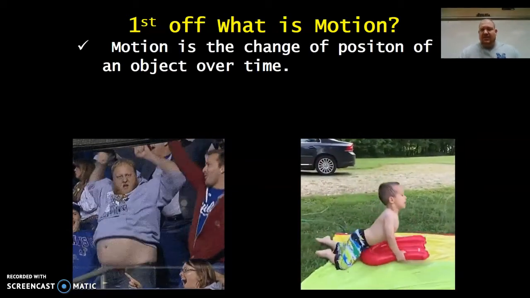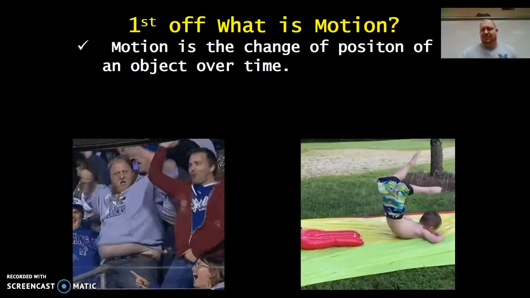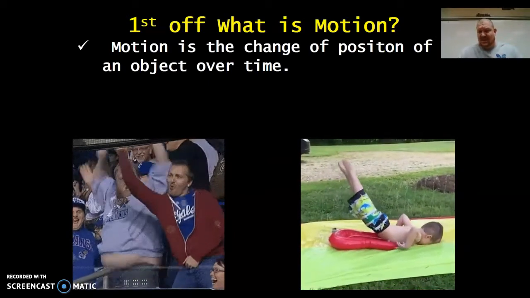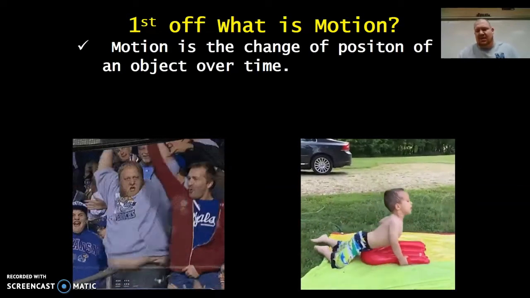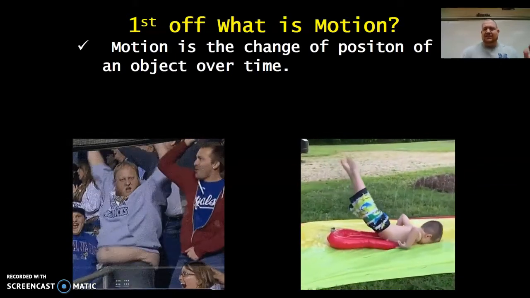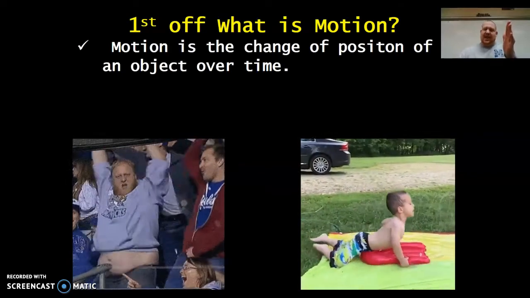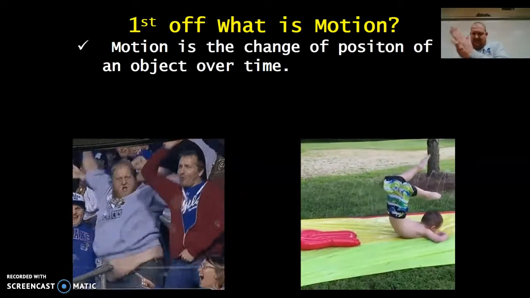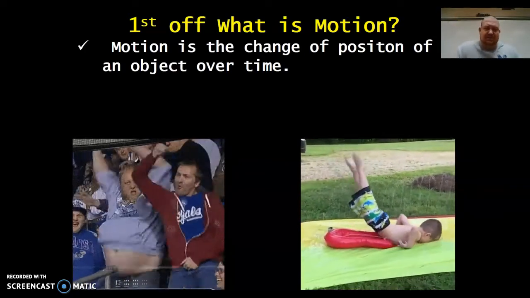First off, this kid wipes out. If that happened to me, if my back folded up like that, somebody call the ambulance because I'm not getting up. All right, but how do we know he's in motion? Well, because he's moving. No, that's not good enough. So if we look, he starts at the beginning of the water slide, and then as time progresses, his body's position changes. So this change in position over time is motion.